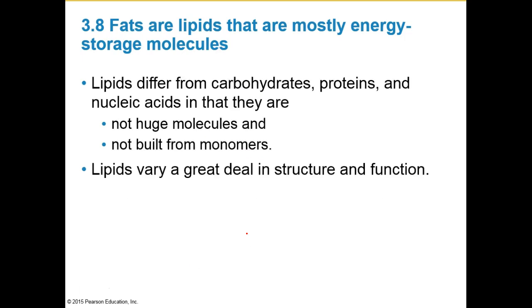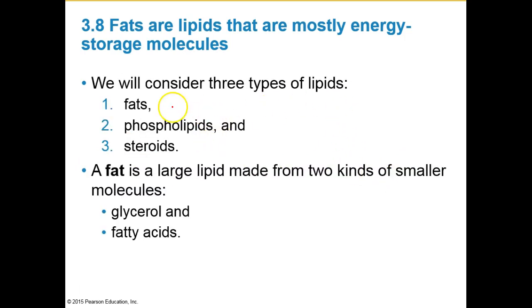Water likes charges. So lipids differ from carbohydrates, proteins, and nucleic acids in that they're not really big molecules. So they're not all that big, and they're not built from monomers. So they're not quite the same, but that's okay. We're going to get the right idea. So lipids vary a great deal in structure and function. This is a true story, and we'll give you some of the examples here.